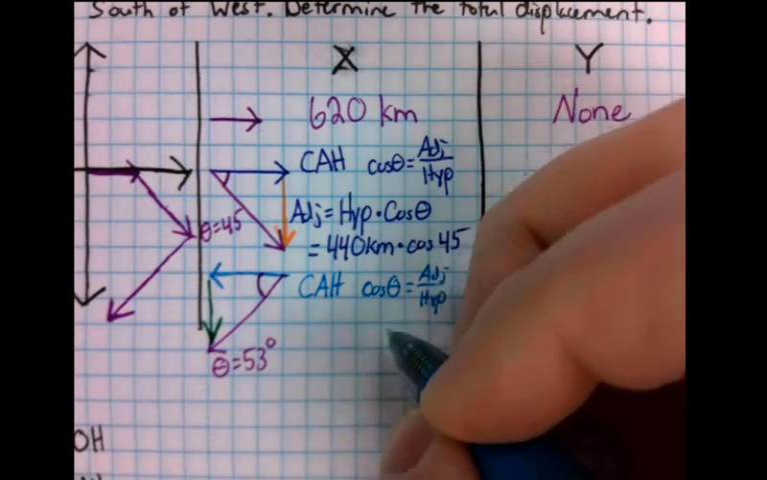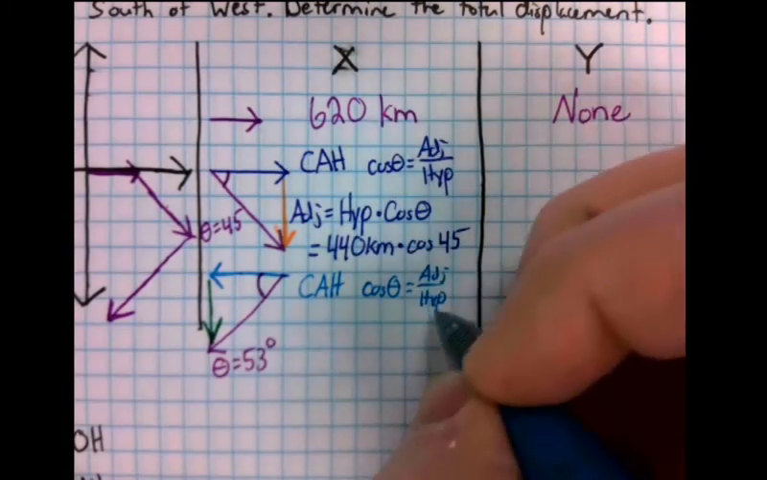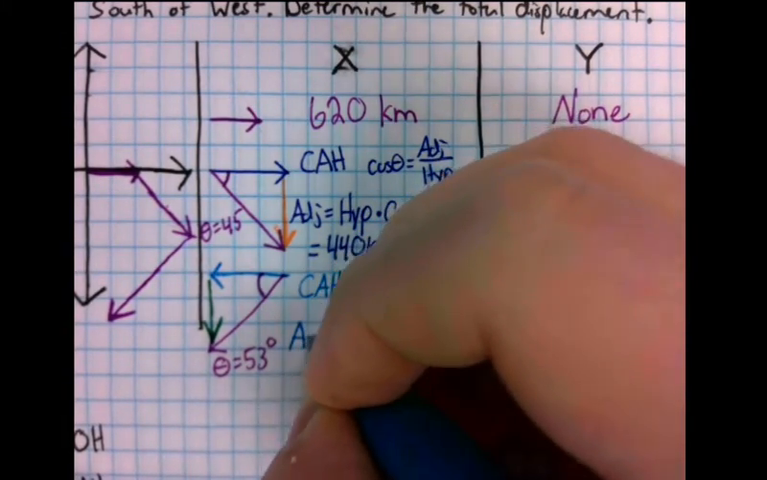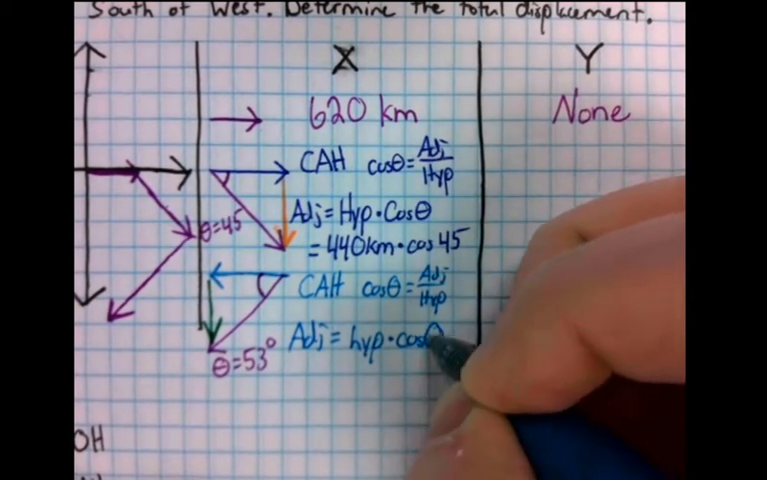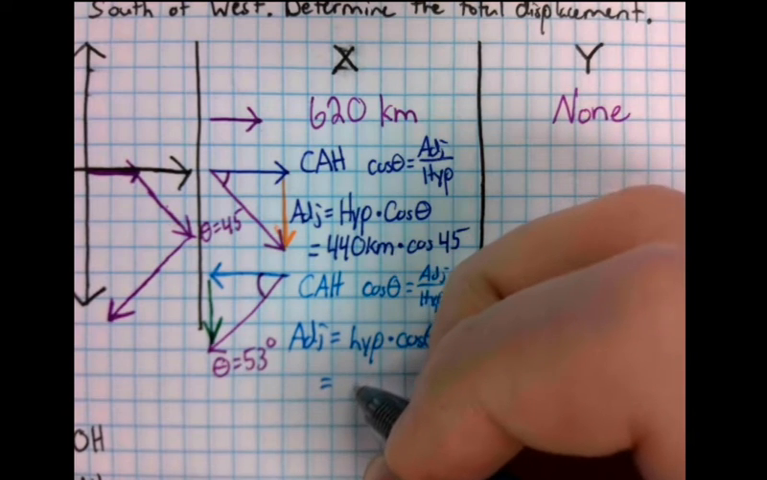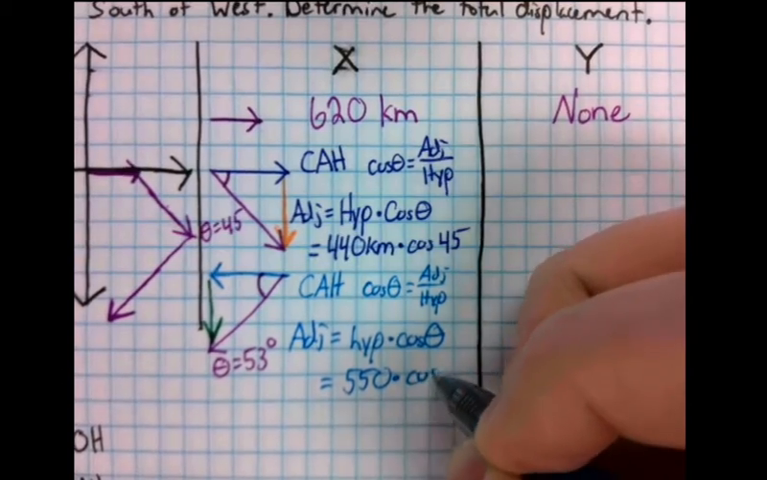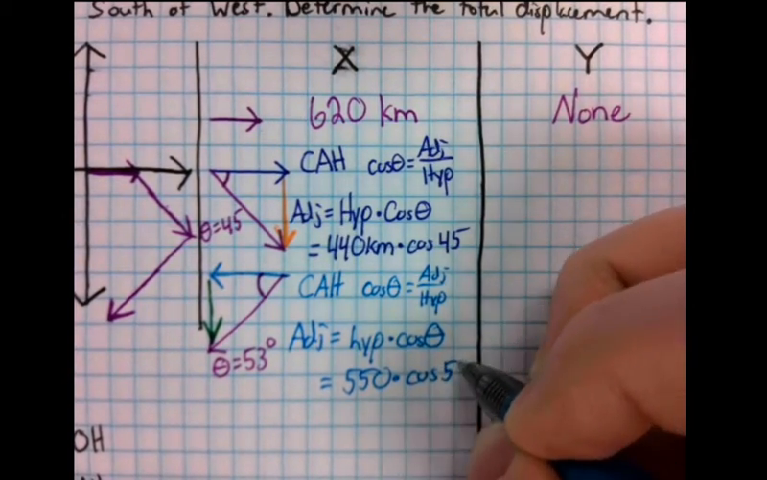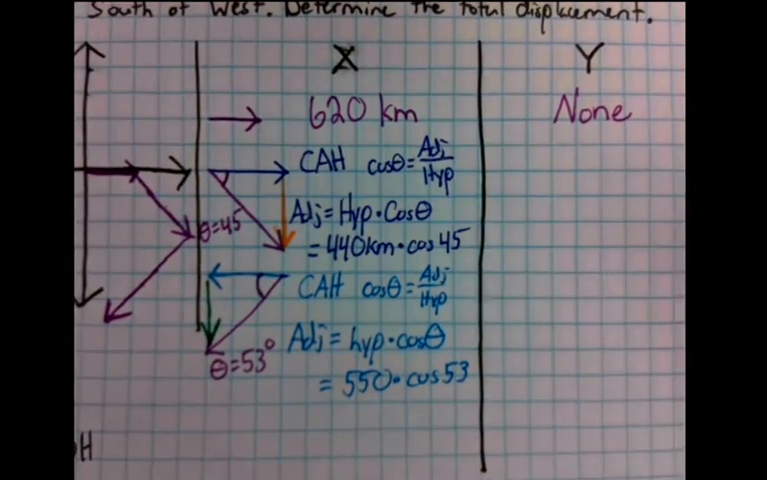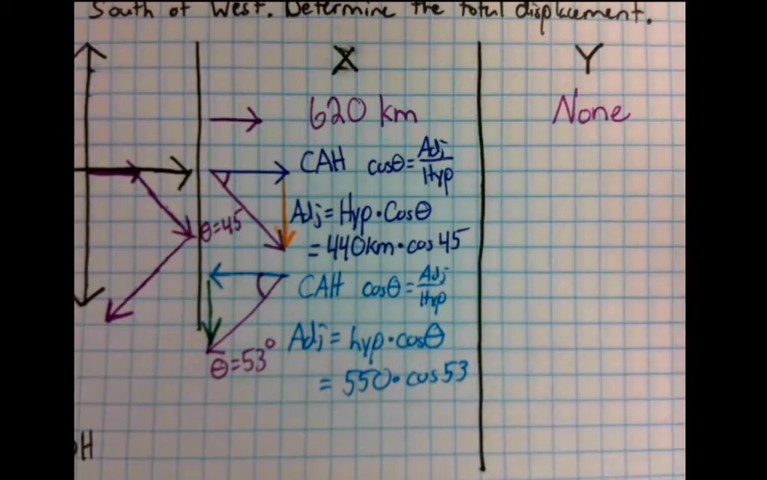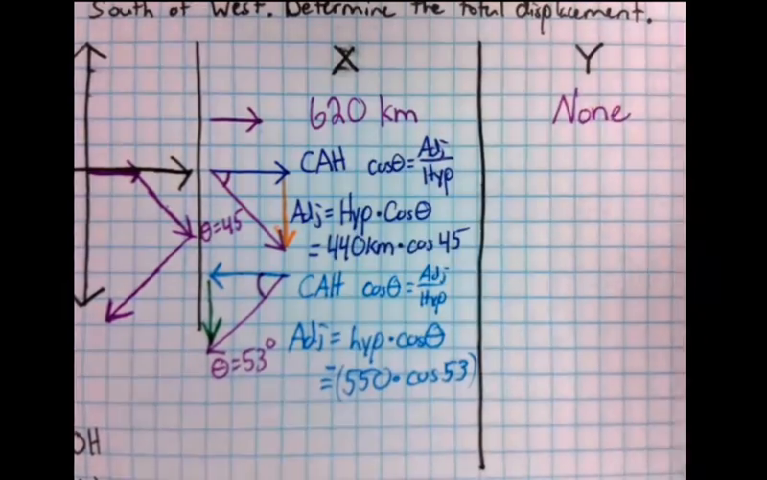So we're going to make sure that whatever we solve for here, we know that it's a negative number. We're going to multiply hypotenuse to the other side. So adjacent equals hypotenuse times cosine theta. Plug that in. Hypotenuse in this case is 550 times cosine of 53. So that's going to be our x component for that leg of the trip. And just make sure that we know when we plug it in, it's going to be a negative number. So all of this together will be a negative number.